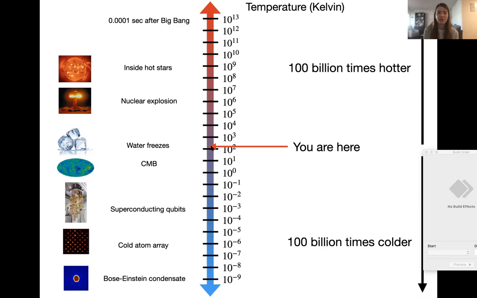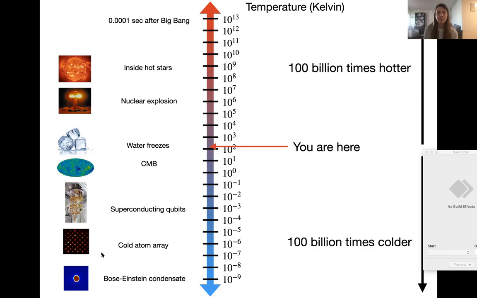If you keep going down on the temperature scale, you'll encounter the temperature of outer space. This is the cosmic microwave background at only 10 to the 1 Kelvin. So this is the temperature of the universe, as cold as it can get in the universe. But we have figured out ways to go colder than the coldest place in the universe. Superconducting qubits placed inside dilution refrigerators are at millikelvin temperatures. And with cold atoms, we go even colder than that. Most of the qubit experiments are done with atoms at microkelvin temperatures, like 10 to the minus 6.